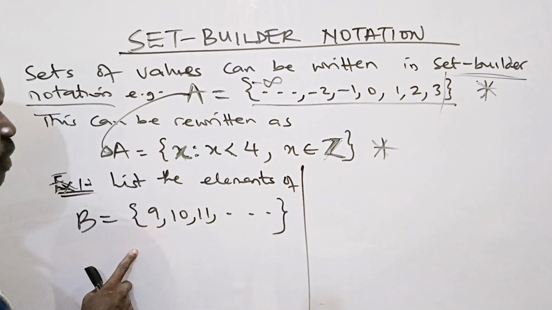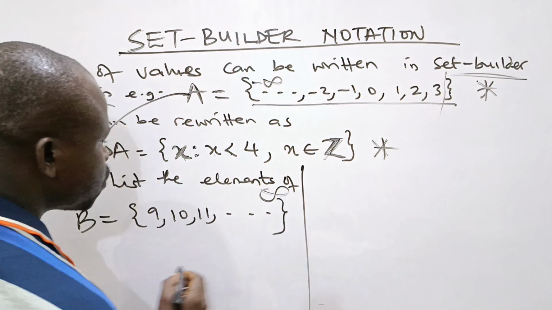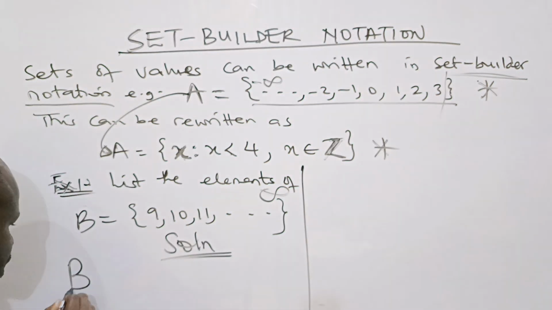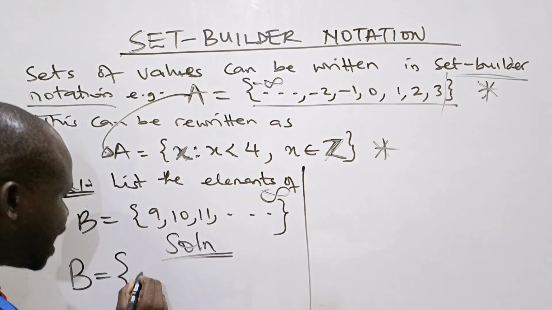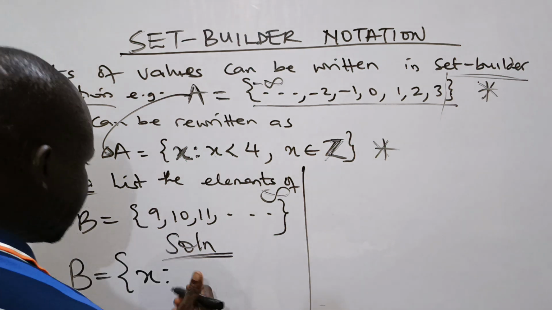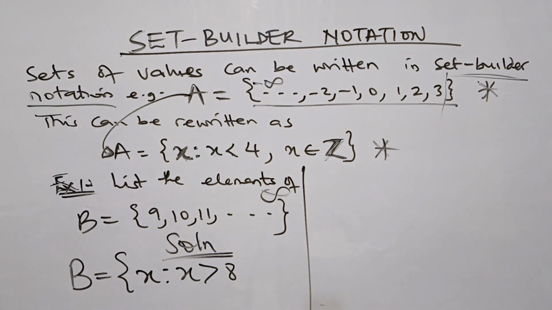What is set B? Set B starts from 9, 10, 11, up to infinity. If you want to write this in set builder notation, this is what we are going to do. We say B is equal to, we refer to each element or member of that set as X, such that, how do we rewrite it? The first element there is 9. So what do we do when the first element is 9? We are going to have X, such that X is greater than 8, because the next number is 9. That's what we are going to have.